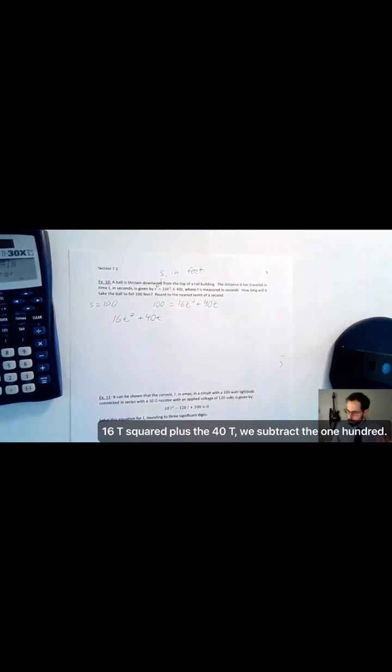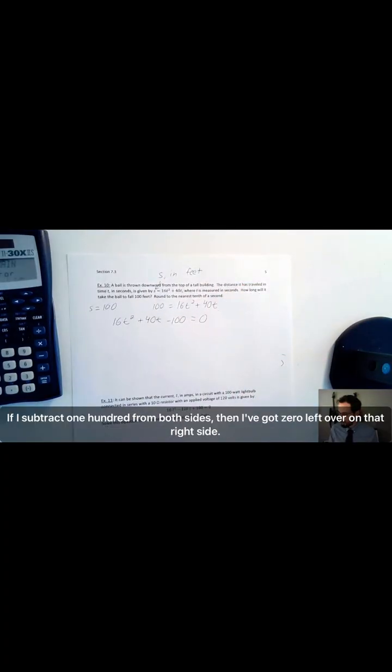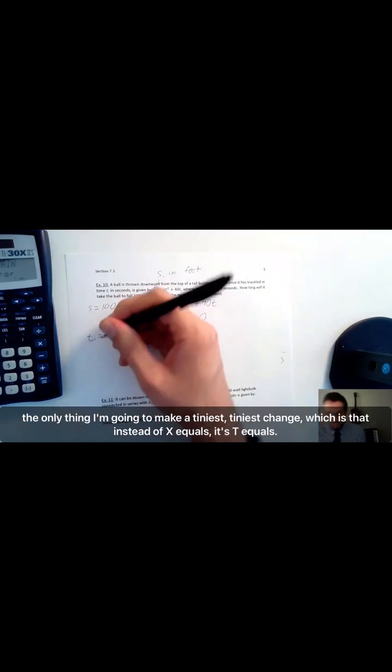There's a couple of ways to do that, but probably the easiest way is to just subtract 100 from both sides. So I'm going to write this right side as being on the left side instead, just reorienting the equation: 16t squared plus the 40t, minus the 100. If I subtract 100 from both sides, then I've got 0 left over on that right side. Well, solving this equation is exactly the same as the way we've solved equations before. The only tiny change is that instead of x equals, it's t equals.